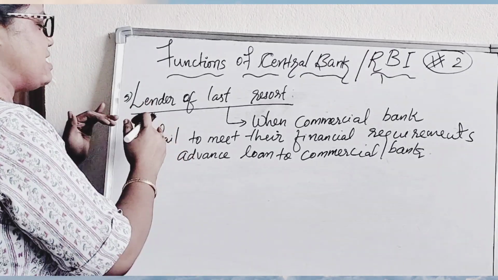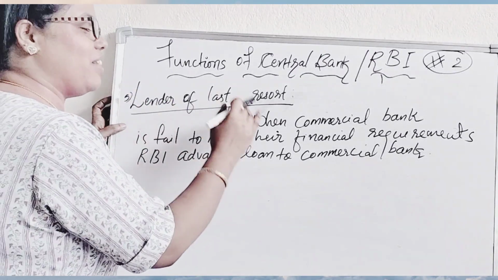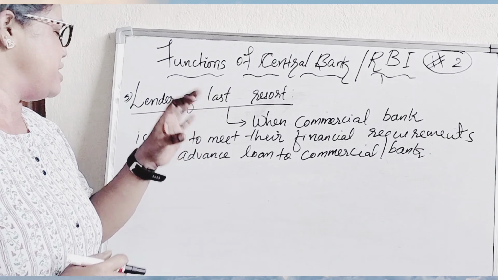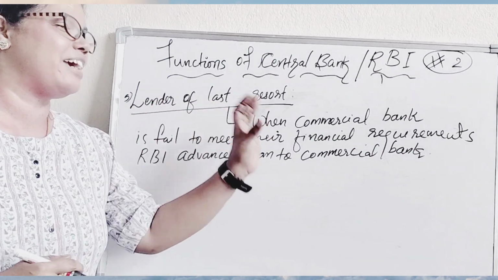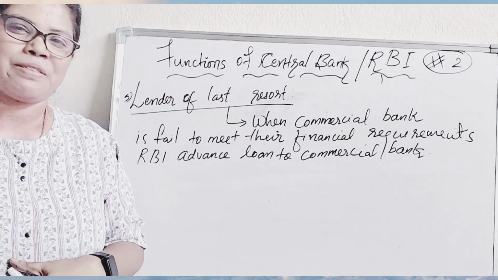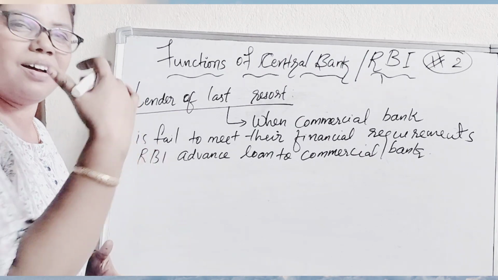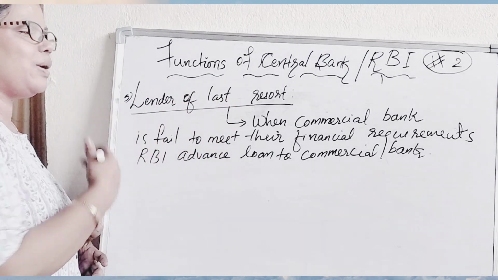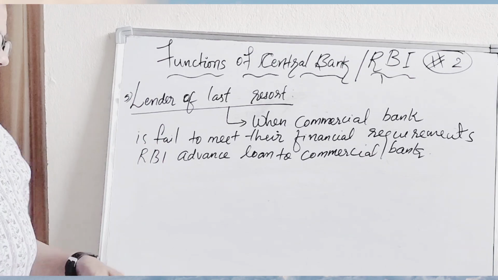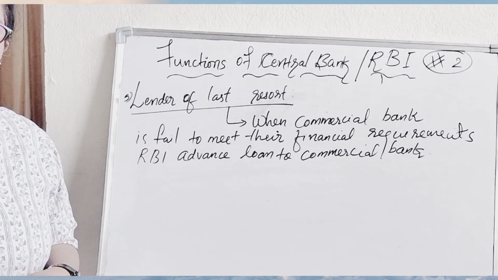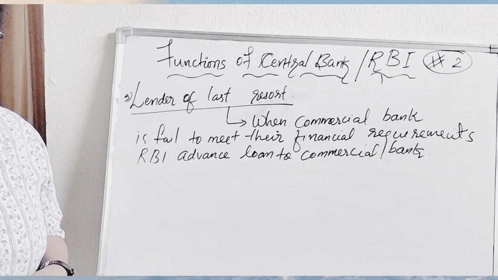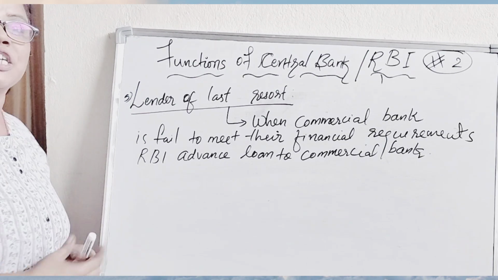So this is the fifth function, the lender of last resort function, when the commercial bank fails to meet their financial requirements. Who will help out? The RBI does help out through advancing loans to the commercial bank. That is the fifth function of RBI. And now we are discussing the sixth function of RBI.